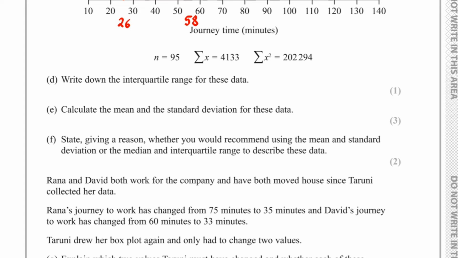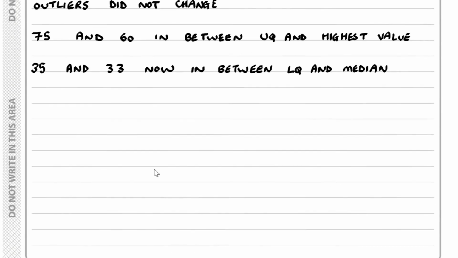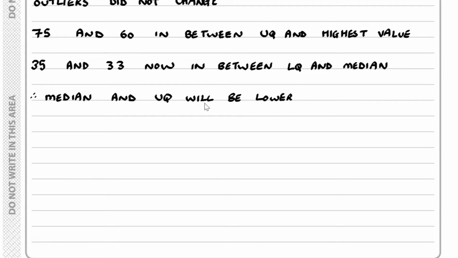And because of that, we are shifting our values, and so the median and the upper quartile will be lower because of where the new values lie now. Our previous values have now moved, so our median and upper quartile will shift to the left, and so will be lower.